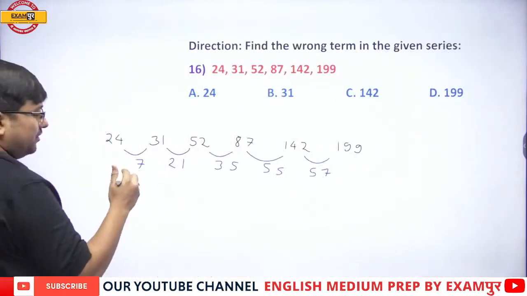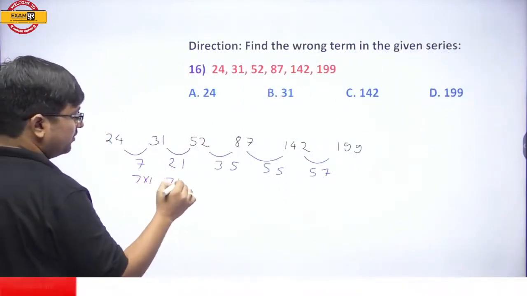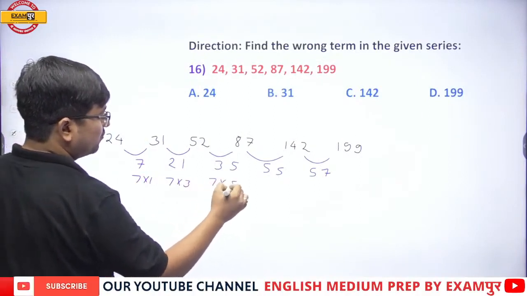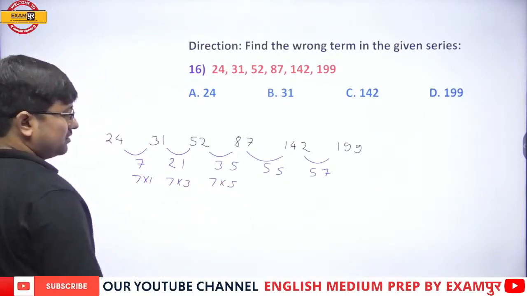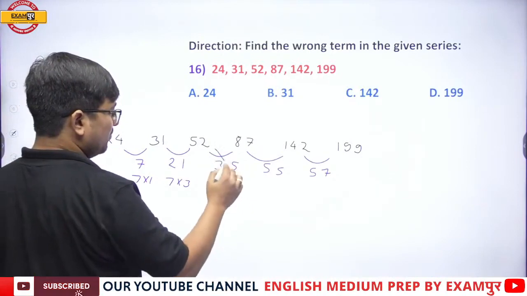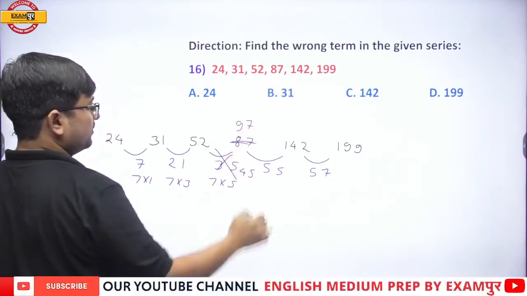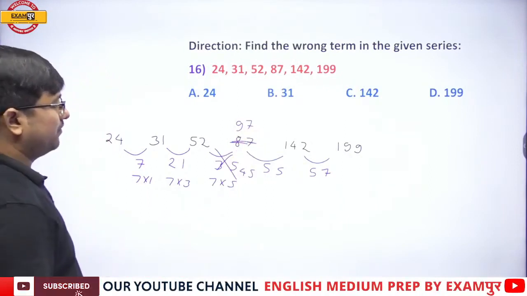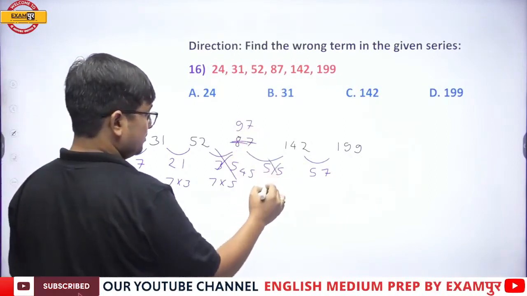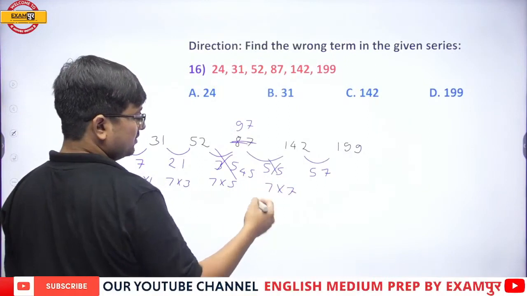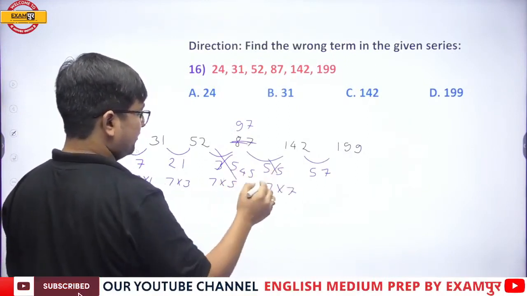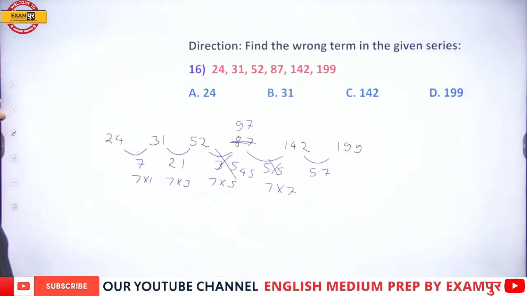7 into 1. 7 into 3. 7 into 5. 7 5 is 45. So this is wrong. Here should be 45. So now this will be 97. Okay, now here should be 63. Sorry, 77. 7 7 is 49. Here it will be 49. Getting it or not?